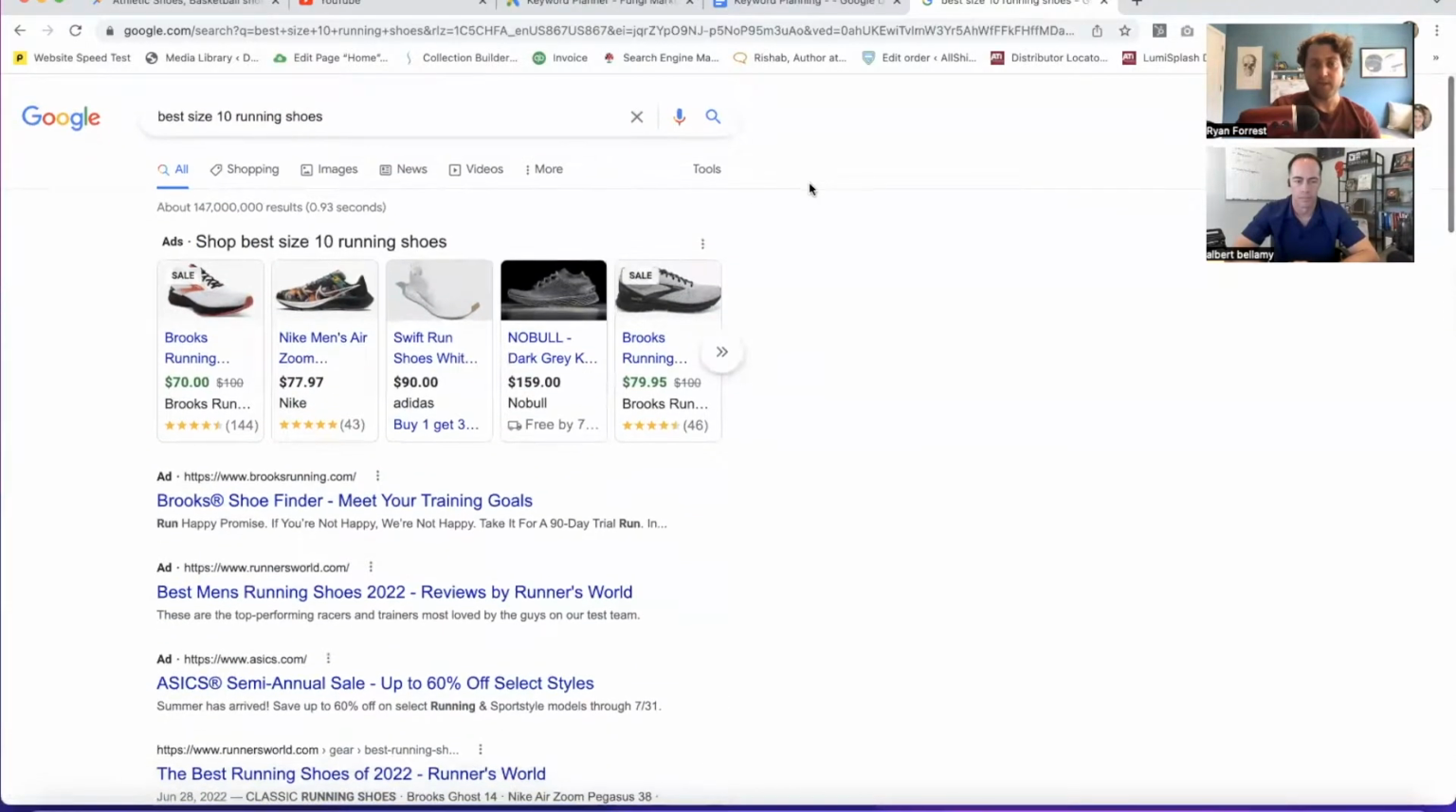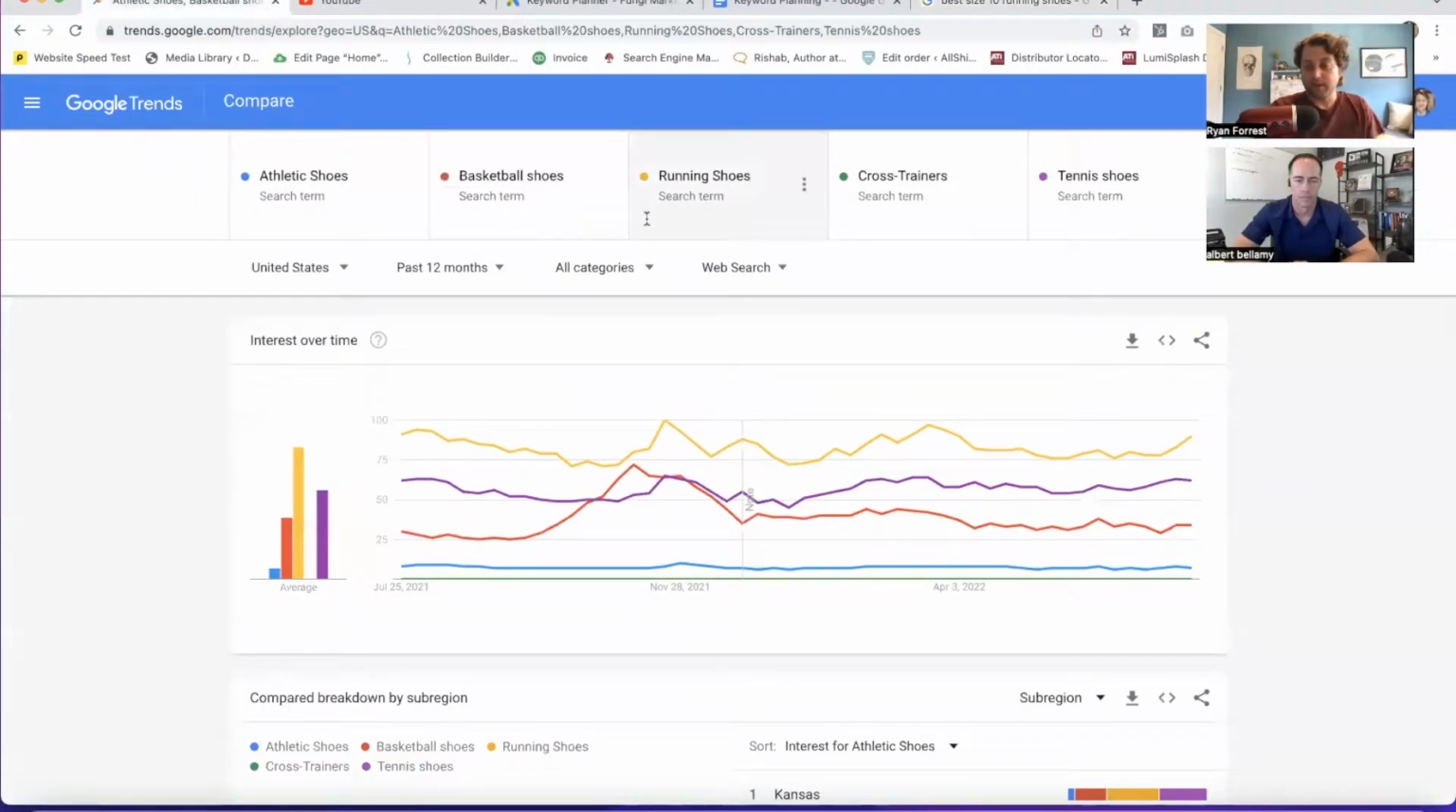Looking at the search volume, depending on what kind of company you are, let's say you sell a variety of athletic shoes. You're probably going to have basketball shoes, running shoes, cross trainers, and maybe tennis shoes as a target term as well. But you probably want to prioritize running shoes, basketball shoes, and tennis shoes as target terms, because those have significantly higher search volume than these other categories.